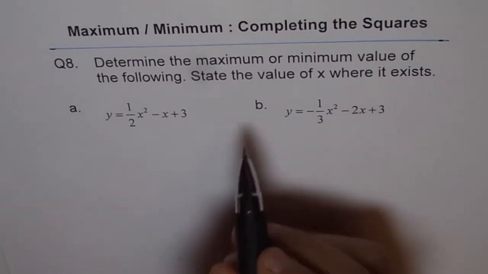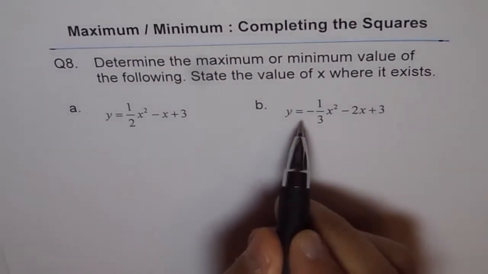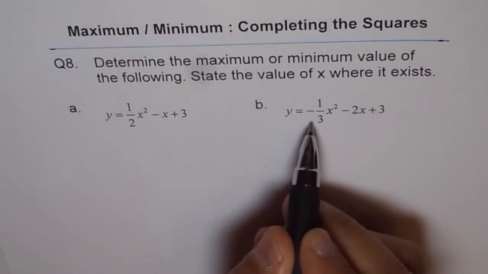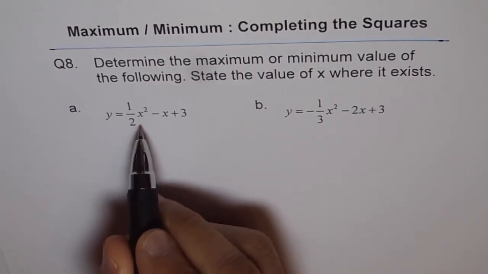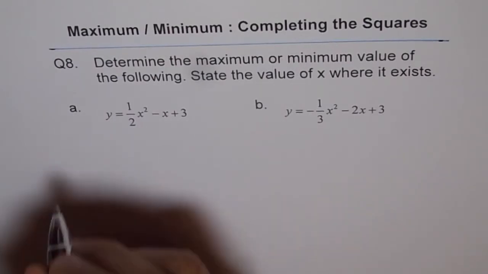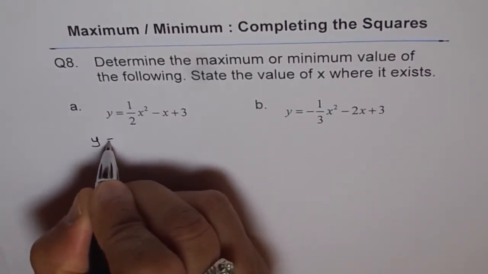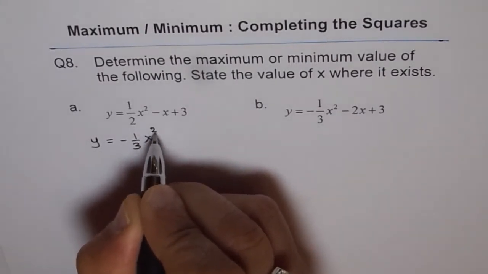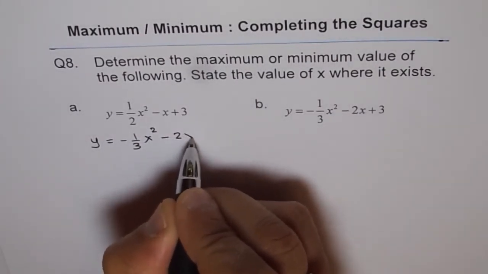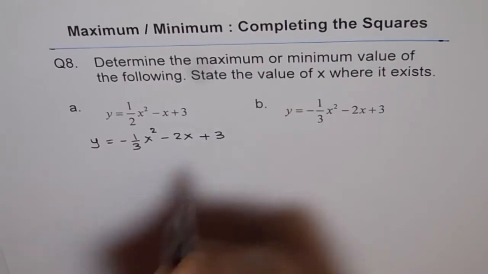So let me do part B here. I've purposely taken minus here. Some of the students get confused with this, so I'll solve this for you. Try this on your own. So we have the question here as y equals minus 1 over 3 x square minus 2x plus 3, correct?